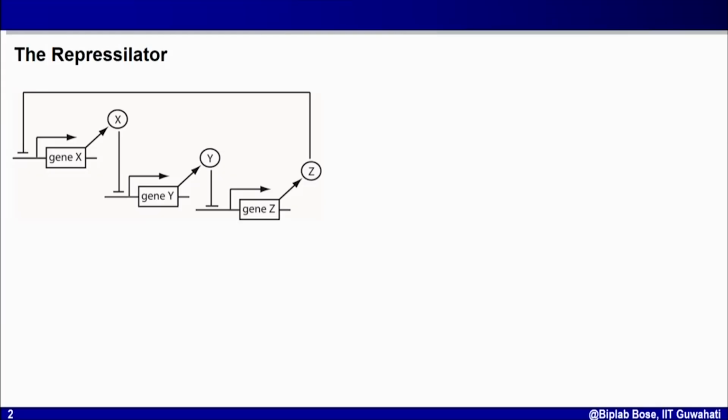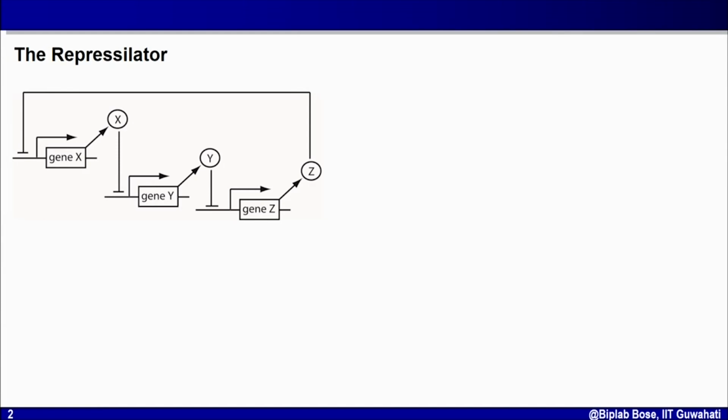Hello, welcome to module 5 of 4th week of our course. In this module, we will build a model for a small genetic circuit as we have done in the earlier module. Let us look into the circuit first.